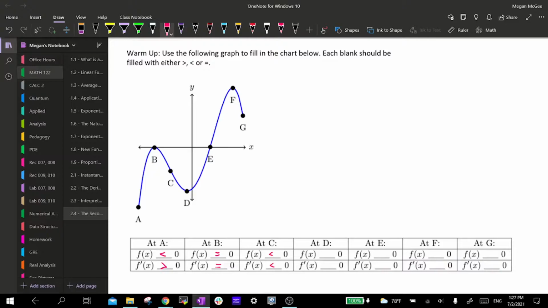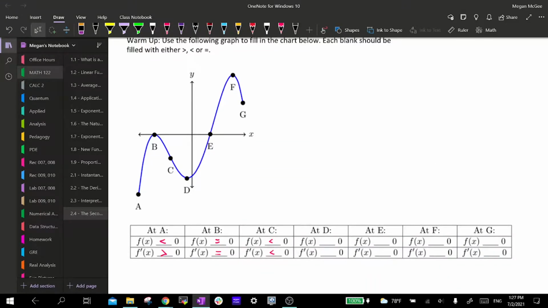I'll go ahead and speed up for these last few points. At D, our function is less than 0, and our derivative is equal to 0. At E, our point is on the x-axis, so it's equal to 0, and our function is increasing. At F, we are above the x-axis, and we have a horizontal tangent line. And at G, we're still above the x-axis, but now the function is decreasing.